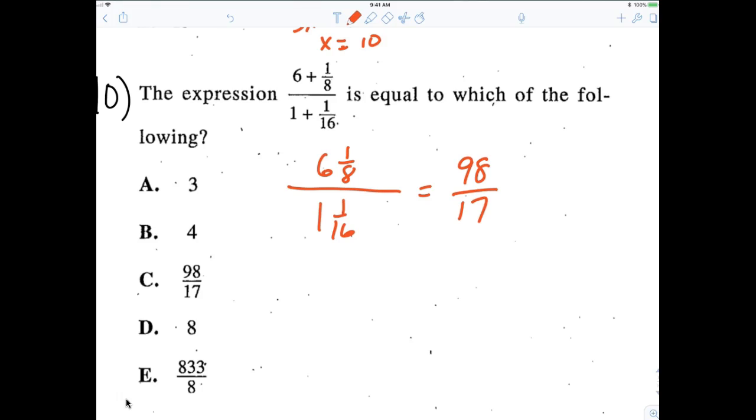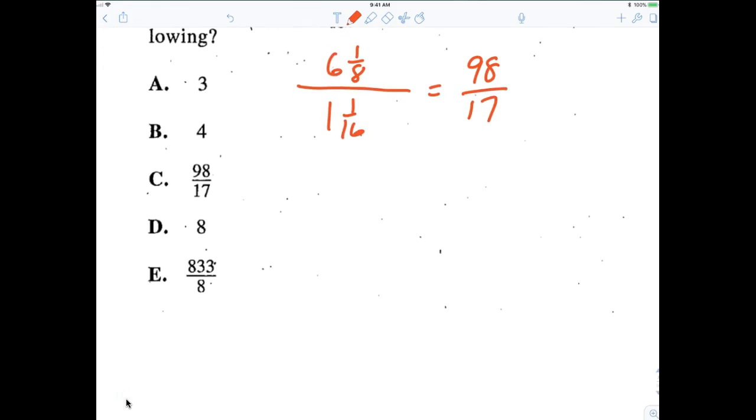Oh, so we converted that to an improper fraction instead of... I'm looking at my answers.